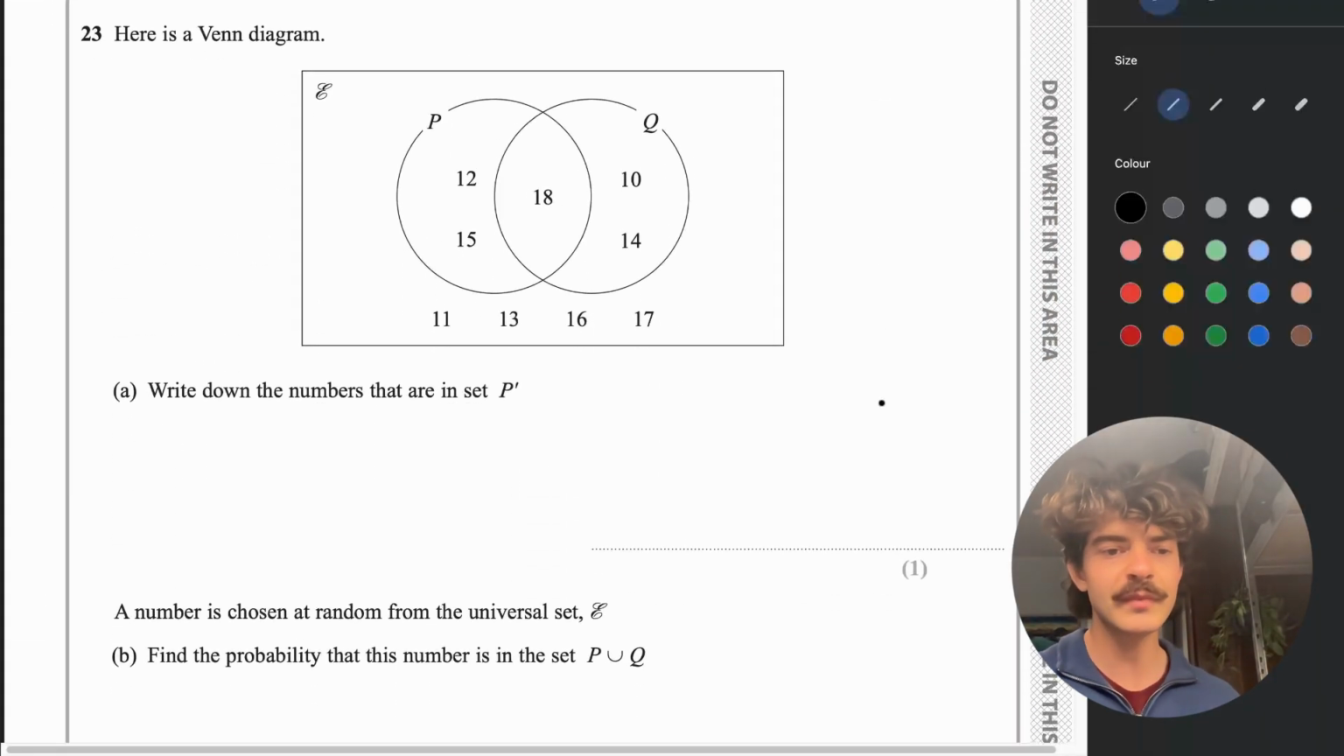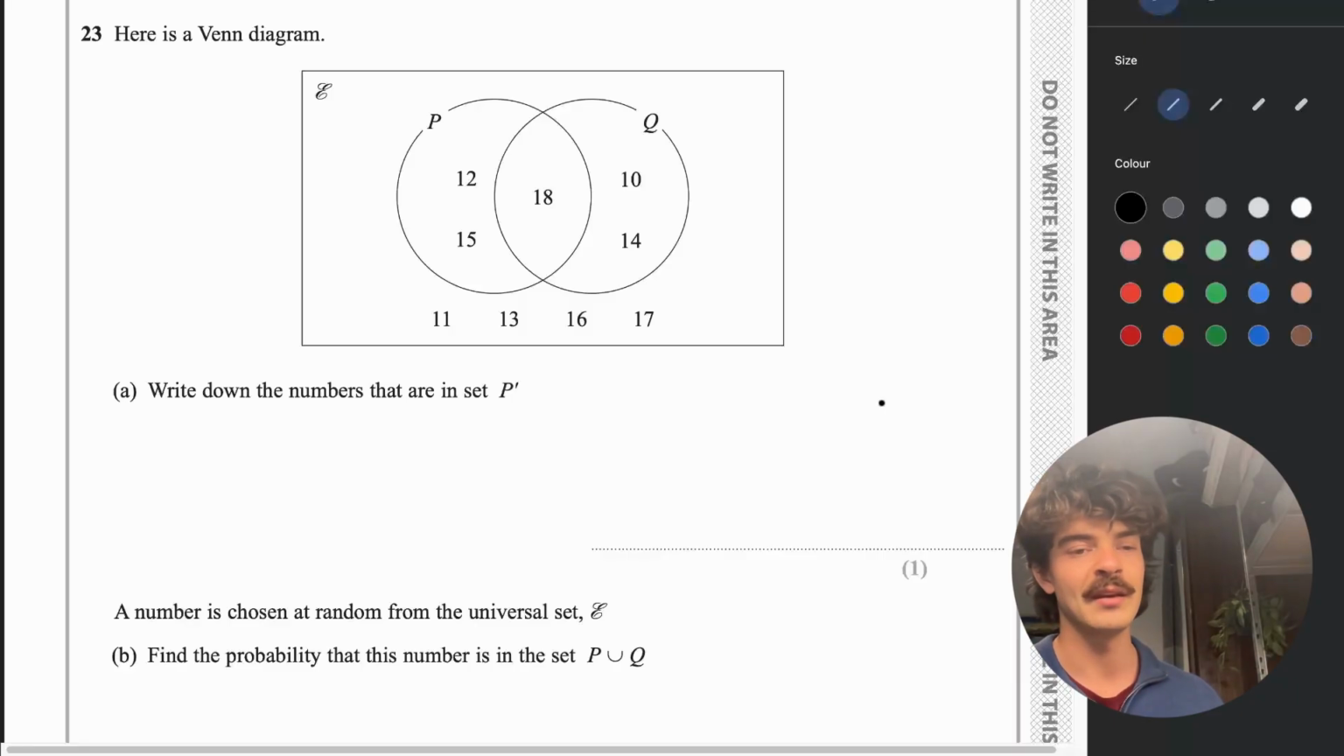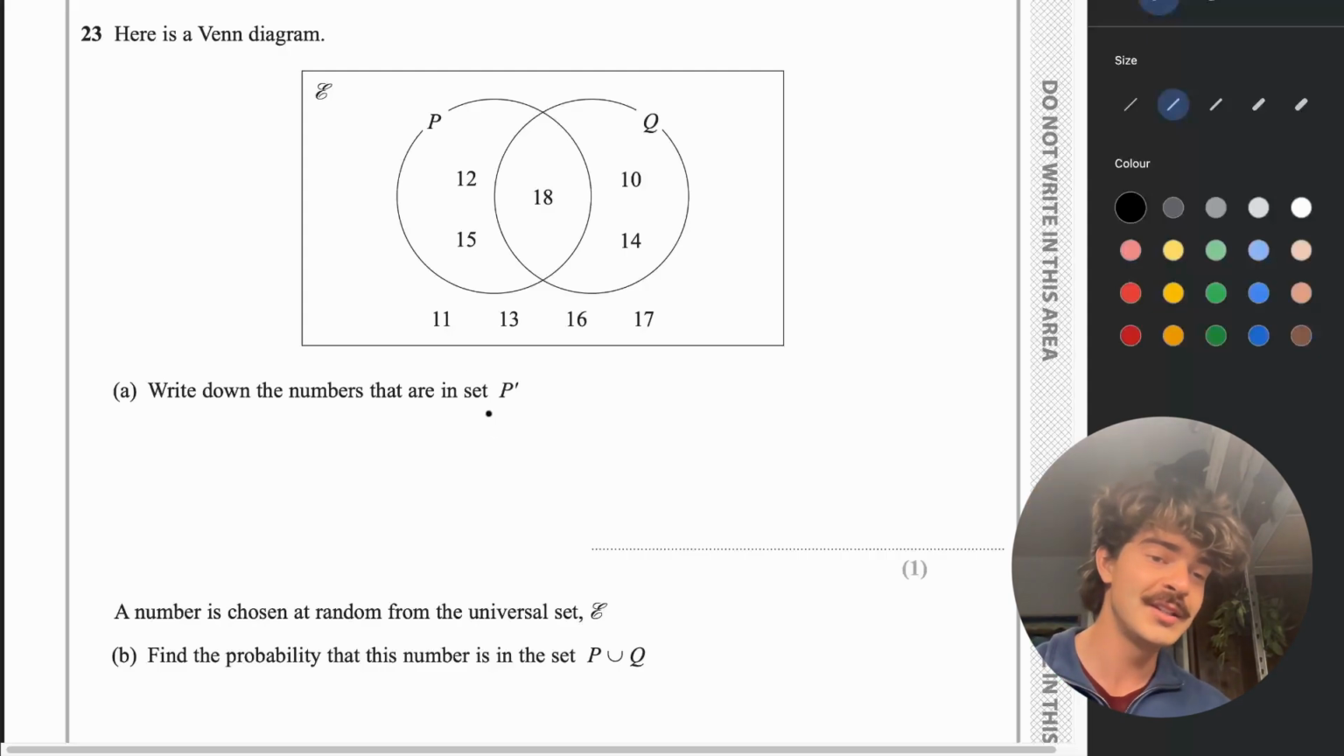Okay. Venn diagram question. What's going on here? Question 23. We've already had our Venn diagram populated out. We've got some things in P, we've got some things in Q, we've got some things outside of P and Q, and we've even got that 18 in between both of them. Part A goes right down the numbers that are in the set of P dash. In words, this means not P.